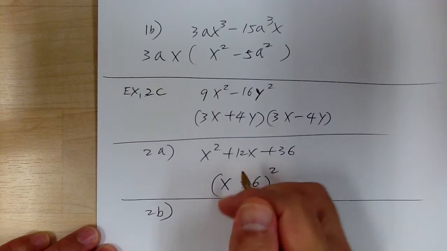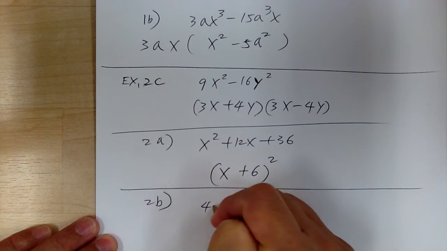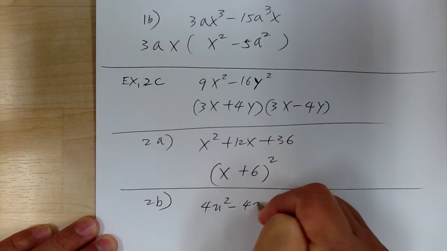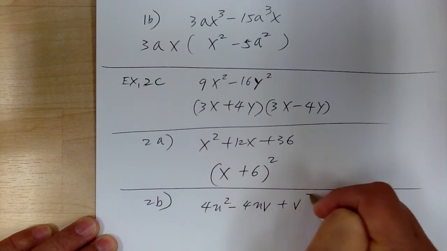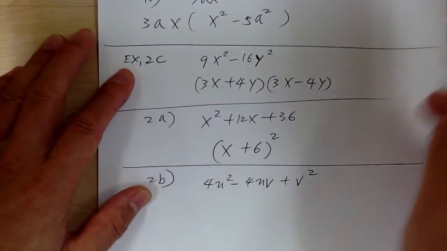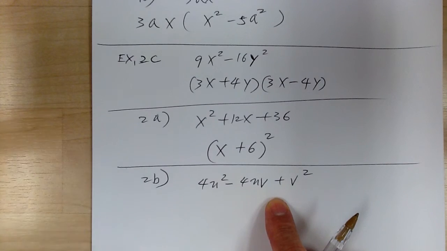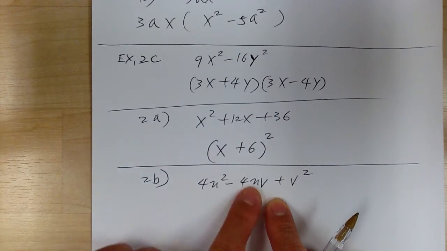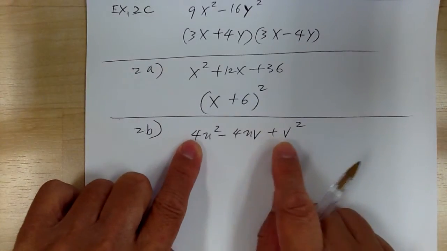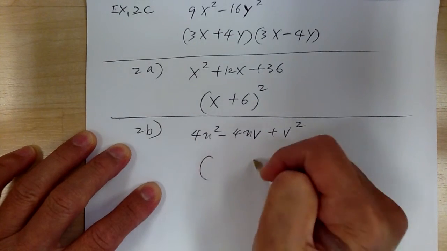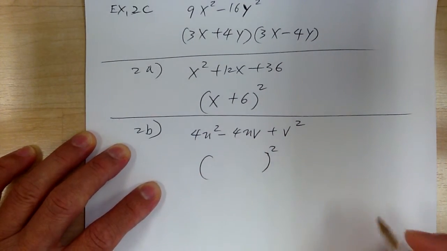Example 2b. You have 4u squared minus 4uv plus v squared. So again, step 1, common factor. Do we have anything to factor? No. So step 2, special factor. You check the terms, right? There are 3 terms. So these are perfect square, perfect square. So you're going to get perfect square, right?